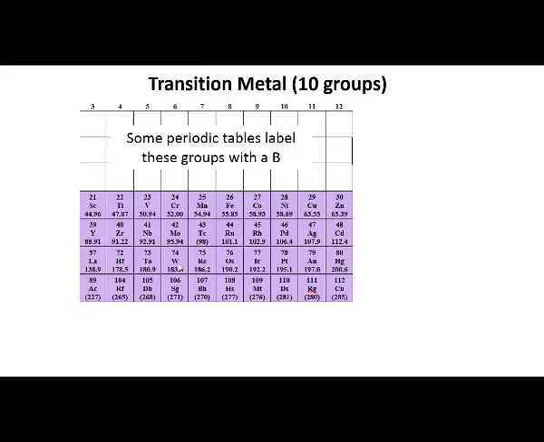So if you look at the periodic table at the front of your textbook, you'll notice the B next to the groups for the transition metals. This is also a reminder that we're dealing with our transition metals instead of the main group elements.